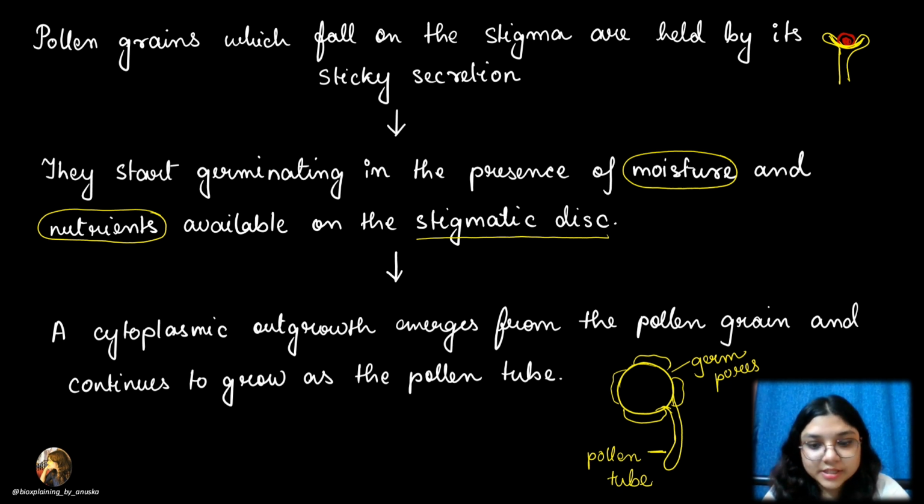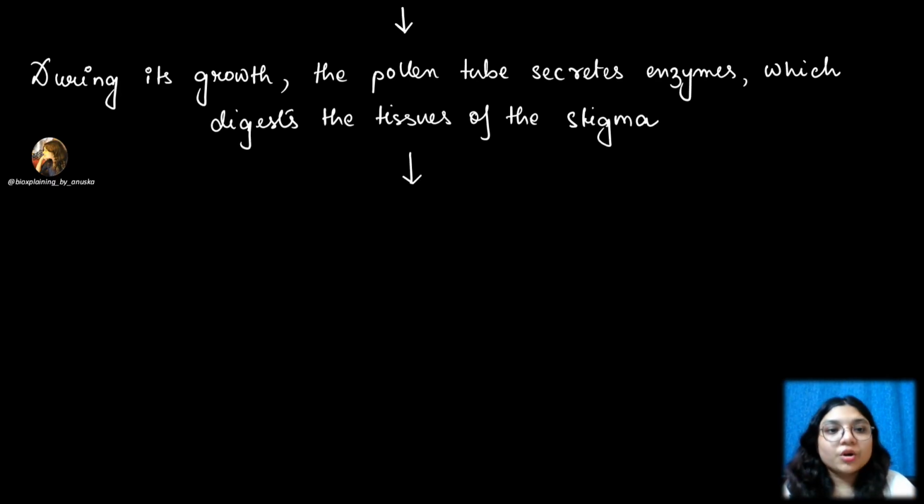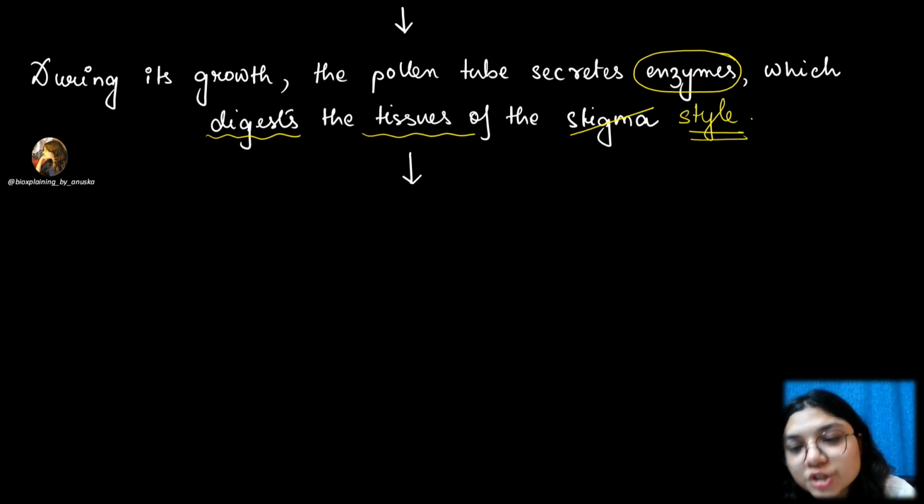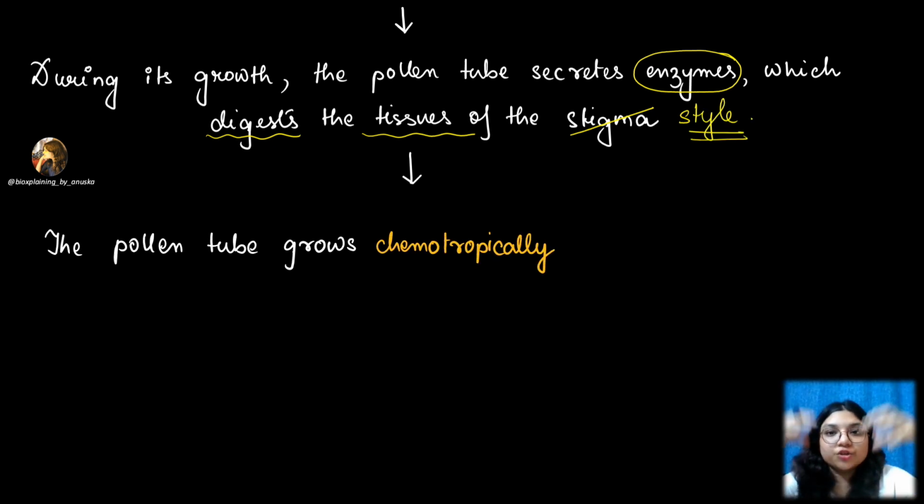Now, what happens is that after this thing, what will happen? The pollen tube will start growing. While the pollen tube starts growing, it will keep secreting different types of enzymes. What is the function of those enzymes? Because the pollen tube needs to grow through the stigma, right? So it has to dissolve the tissues of the style in order to grow through it. So it will digest the tissues of the style and then the pollen tube will grow.